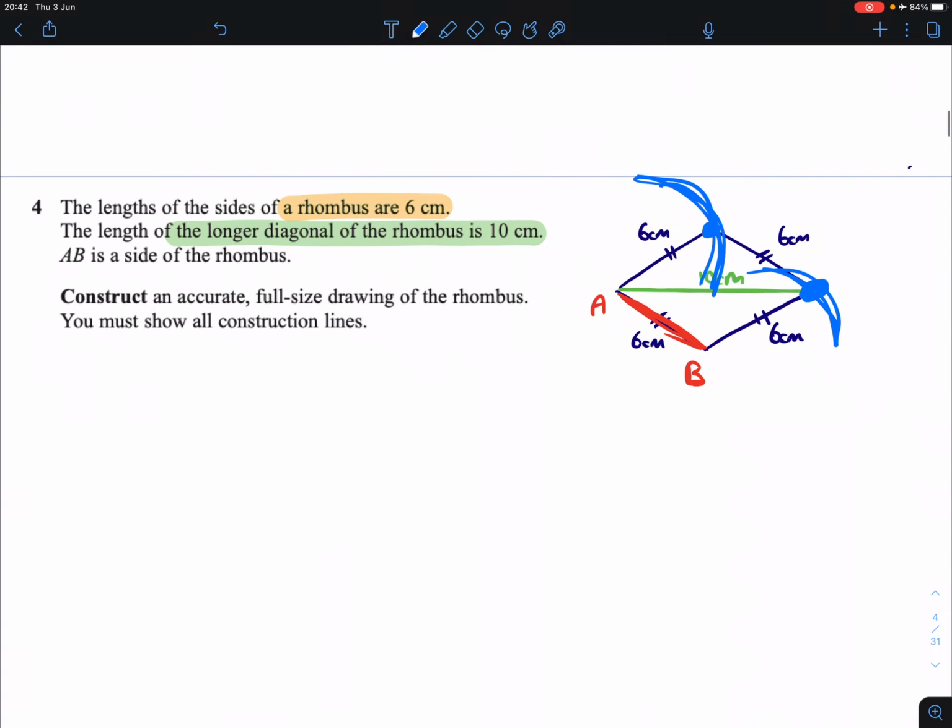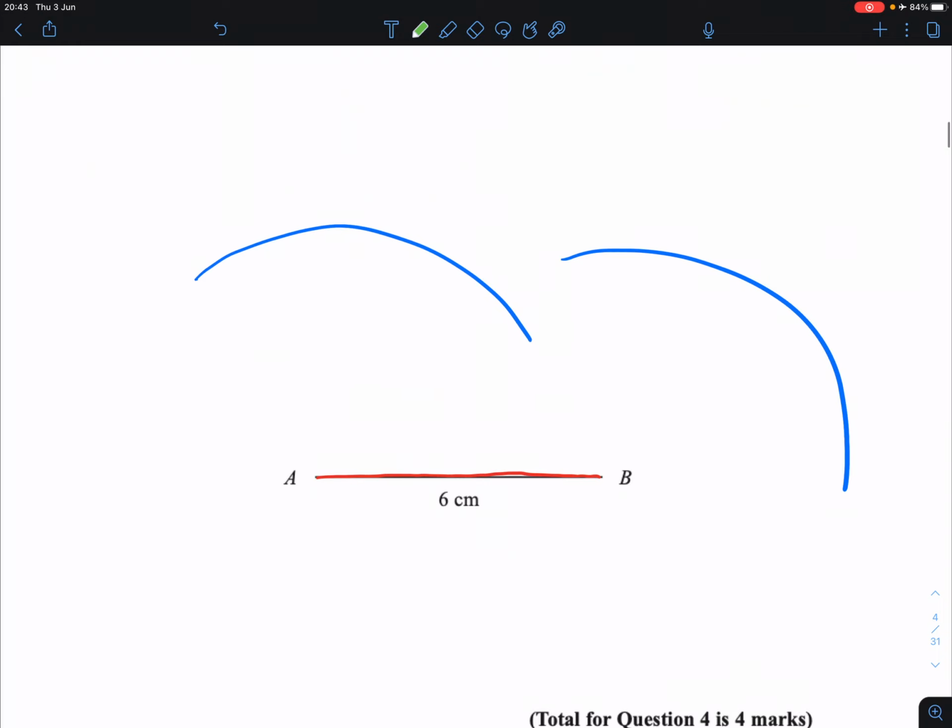Now, from point A, as I have drawn it, the opposite corner here must be 10 centimeters away. All right, so that means that somewhere along this curve here will be 10 centimeters away from A. Alternately, if I was doing this the opposite way, I could have said it was 10 centimeters away from B, so somewhere along there, but based on my diagram, I'm going to do it from A. So what we do is we set our compasses to 10 centimeters from point A, and we draw a big arc.